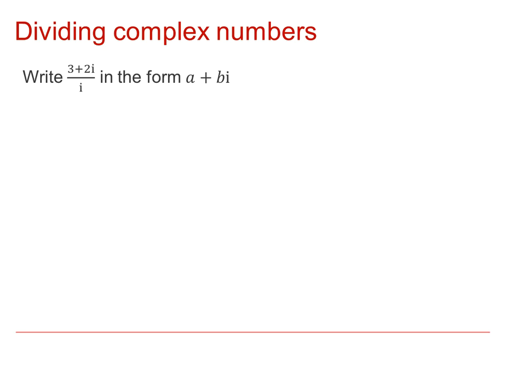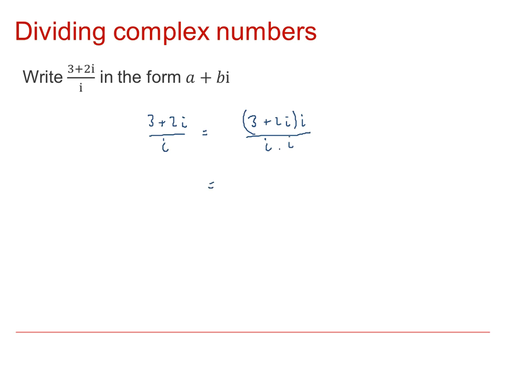Before I consider an example of division by a complex number, I just wanted to first of all look at what happens if we're dividing by i. This is a reasonably straightforward one, because if we've got 3 plus 2i divided by i, then we can multiply the top and the bottom line by i. So we get 3 plus 2i multiplied by i and divided by i multiplied by i.